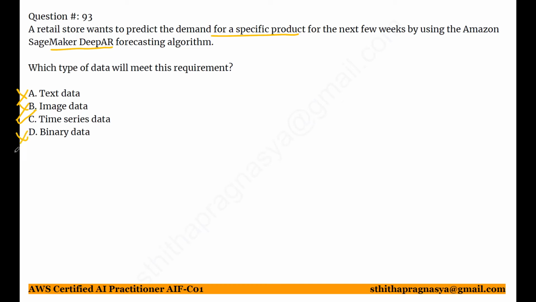Finally, binary data. This typically represents two-state variables, for example true, false, on, off, male, female, and it is not suited for the type of sequential numerical analysis required for demand forecasting. So this is not correct, as binary data does not align with the requirements for DeepAR. So the right answer is C.